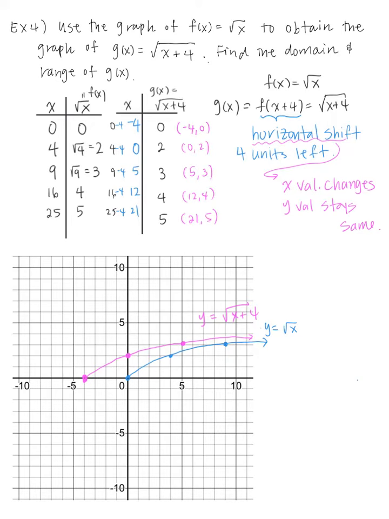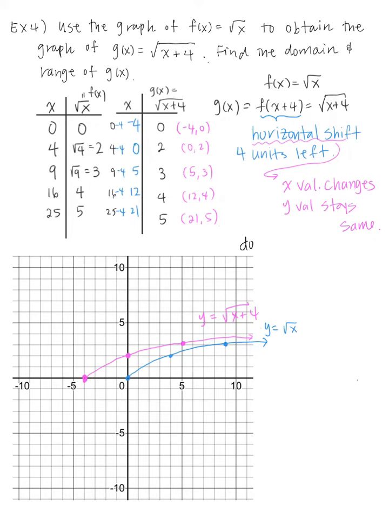All right, now let's check to make sure that our argument is correct. So (-4, 0), do we have that? Yes. (0, 2), yes, it's right. (5, 3), yes, this is correct. So this makes sense. Now let's go with the domain of g and the range of g.